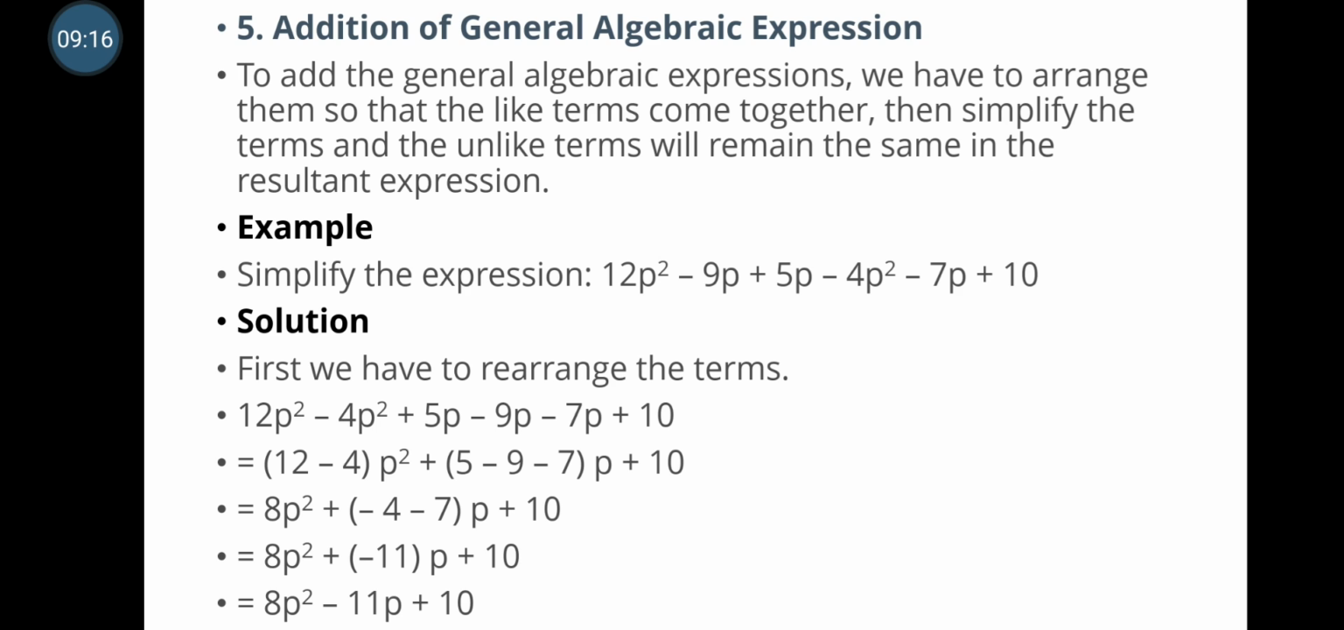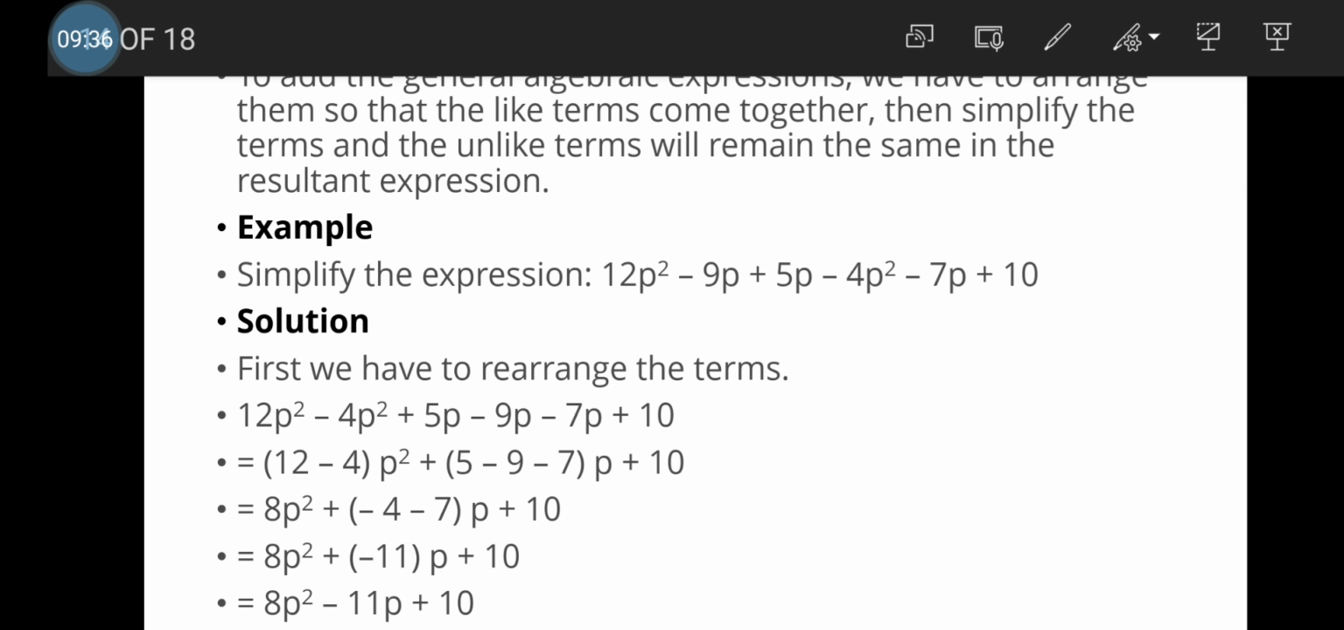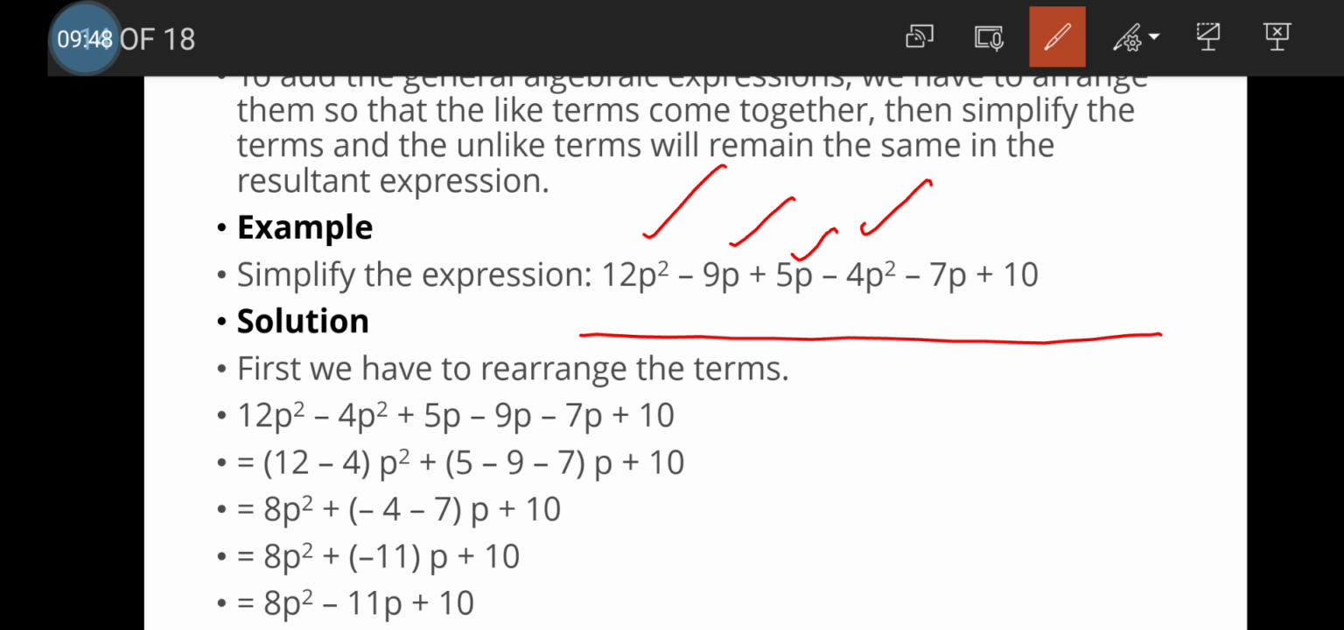Then addition of general algebraic expressions. To add general algebraic expressions, we have to arrange them so that the like terms come together, then simplify the terms and the unlike terms will remain the same in the resultant expression. So suppose you are having a big expression like this. In the example you can see you have an expression like this. So here you have like terms p square and p square here, and minus 9p, 5p and 7p, all these three are like terms. So you have to group it, then you can do the operation what you want.